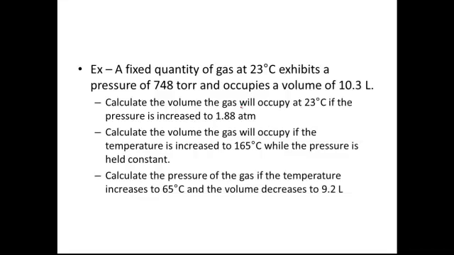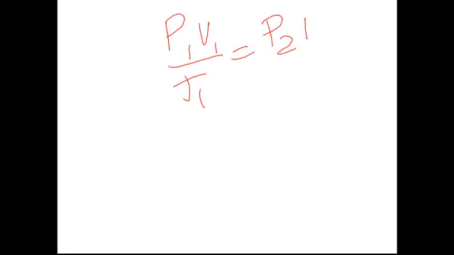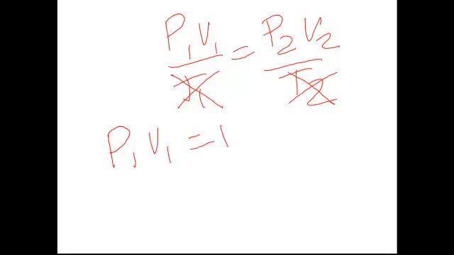So the first question says, calculate the volume the gas will occupy at 23 degrees Celsius if the pressure increases to 1.88 atmospheres. A couple things we should realize right away: 23 degrees Celsius, 23 degrees Celsius. What's that telling us is that the temperature is not going to change. So let's come back here. P1 V1 over T1 equals P2 V2 over T2. If the temperature does not change, the temperature is now out, so it's just P1 V1 equals P2 V2.